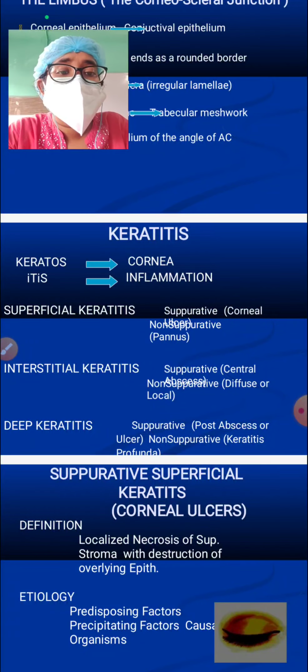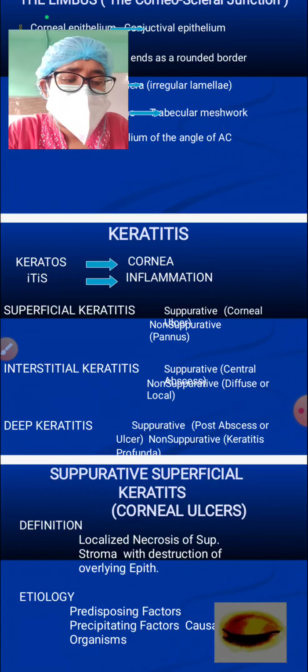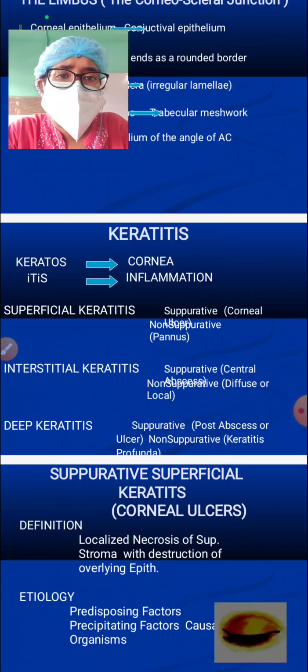Now, the suppurative superficial keratitis means there is infiltration along with discontinuity of epithelium, and various limitations, just limitation of the cornea epithelium with other portions of the cornea. Okay. The non-suppurative portion, that is, if there is no epithelial defect, but only the keratitis is there, only the infiltration is there, that is known as panus. Okay. That is called panus.